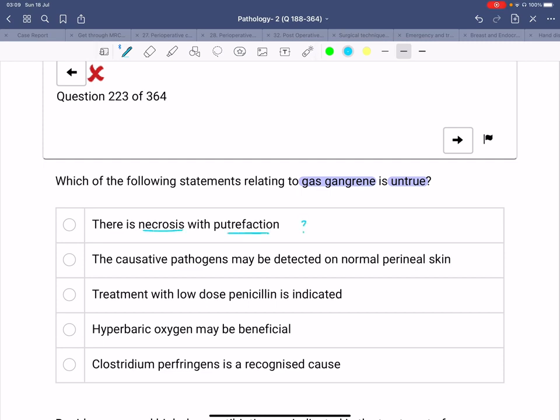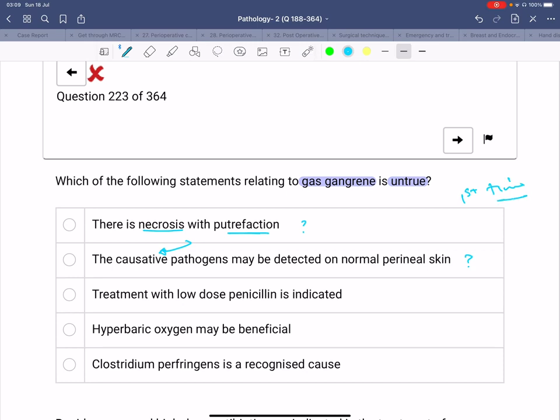Causative pathogen may be detected on normal perineal scan. Well, possibly, but we need to know the causative organism. So ask yourself, what is the causative organism? Because, by the way, this way is when you're studying for the first time. Do not do that in the second or third time.